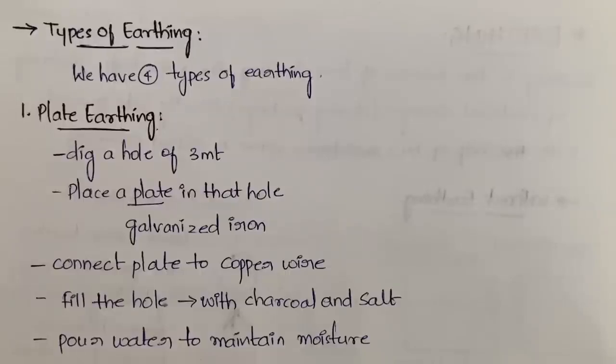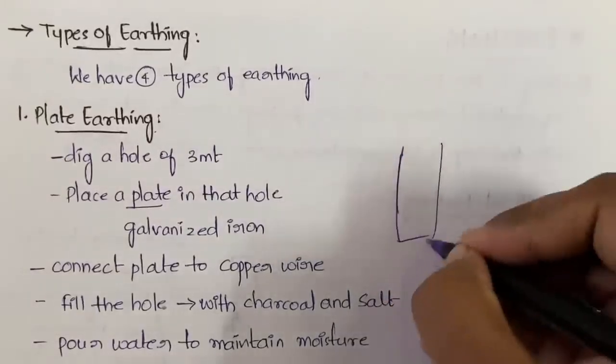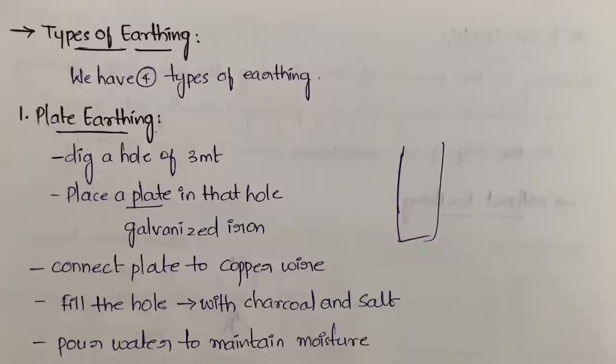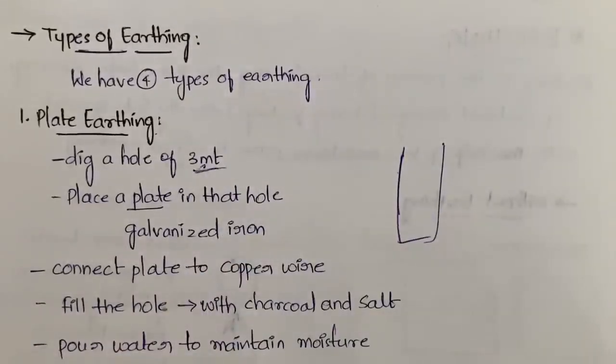So we have 4 types: plate, pipe, rod and strip. So first one is the plate earthing. For this, what you have to do is dig a hole inside the ground. You need to dig a hole of 3 meters depth. Okay, it has to be 3 meters.